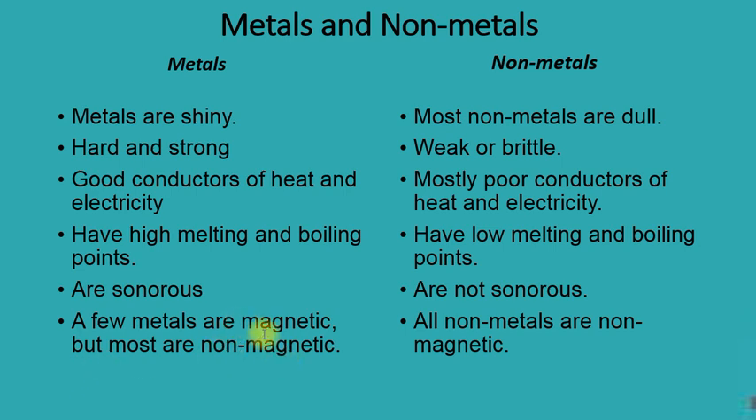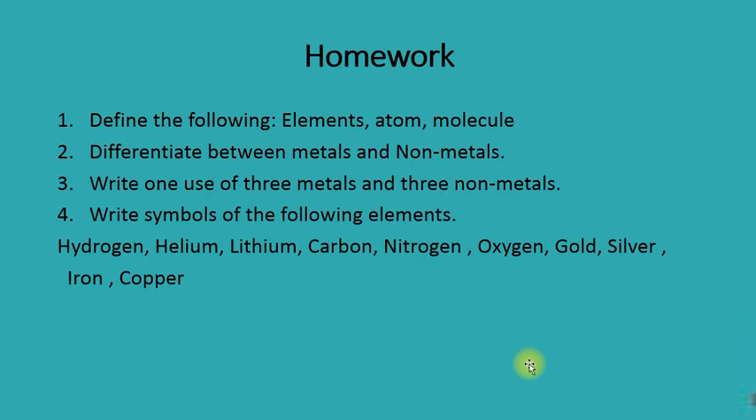That means magnetic metals attract or repel other metals. Non-metals are mostly non-magnetic because they are not sonorous and they are not metal. They do not conduct electricity or heat, so they are non-magnetic, and mostly are gases, so that's why they are also non-magnetic. Gases are not magnetic at all.